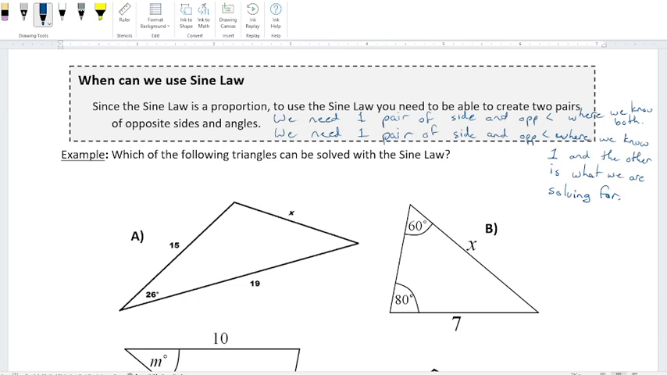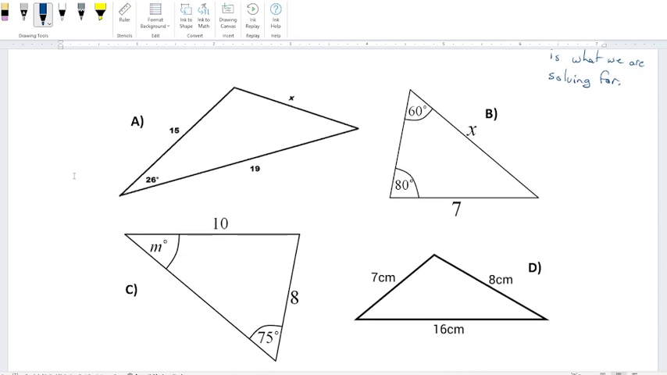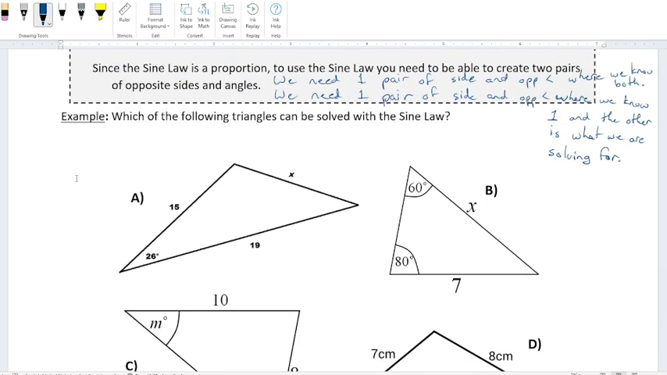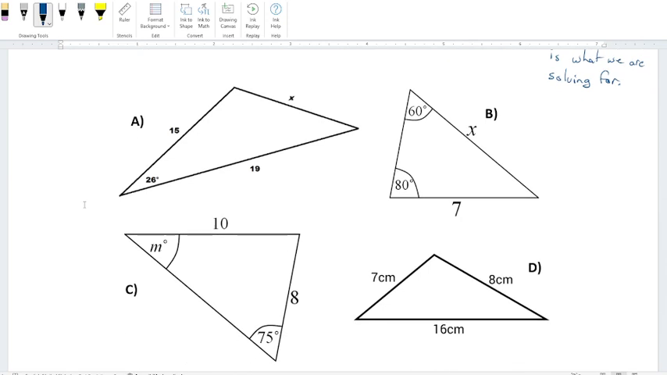That was weird, I thought. I have a much better way to demonstrate this in the next example, but that's still good to have as a backup. So I want you to, again, pause the video, take a minute, look at these 4 triangles, and based on what we said, we need to look at having angles and opposite sides where we know both of them, or we know one and the other one is what we're solving for. So we need one where we know both, and one where we know one and the other is our variable. So pause, take a minute, go through these 4 and see which ones you think we can solve with sine law.